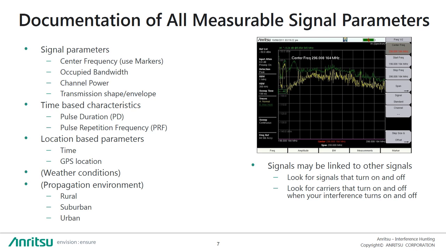Secondly, time-based characteristics can offer further insight into the interferer behavior. For example, if the interferer is pulsed, knowing its pulse duration and pulse repetition frequency will offer more clues to finding its source. Then you have location-based parameters, like time and GPS coordinates. For instance, it may be that the interference is only seen at specific times. If you then measure and keep records over a longer period of time, you may be able to see a pattern emerge.